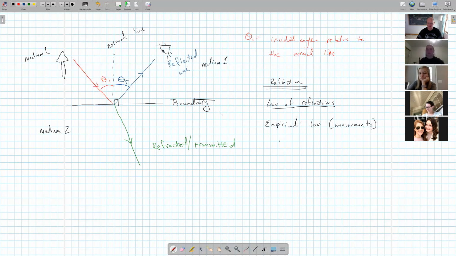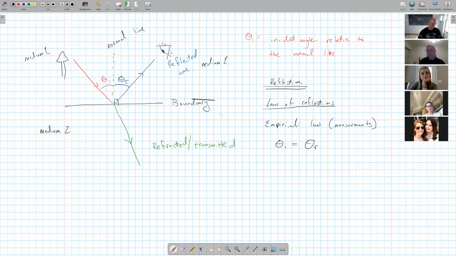What it says is that the angle of incidence, the angle at which the ray originally comes in relative to the normal line, is exactly equal to the angle of reflection, where the angle of reflection is the angle at which it reflects off relative to this normal line. So the law of reflection says that this ray, which is coming in, bounces off and then goes out. This angle here is exactly equal to this angle here.